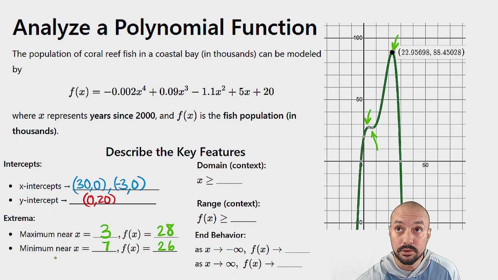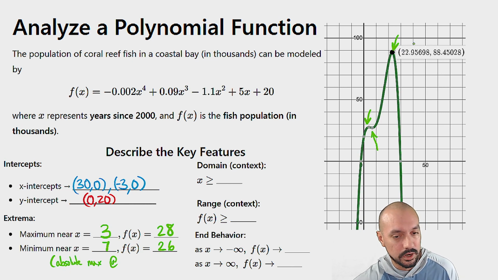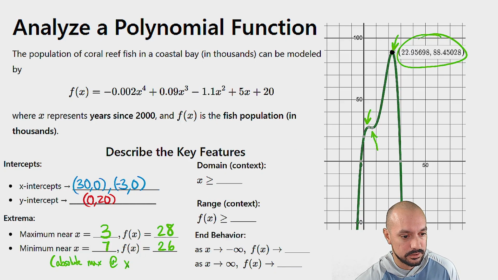And then I'm just going to put a little note right here that we have an absolute max at, and when I was on Desmos, I actually clicked on this one, so it gave me the exact values. So this is at x equals about 23, and y is about 88.